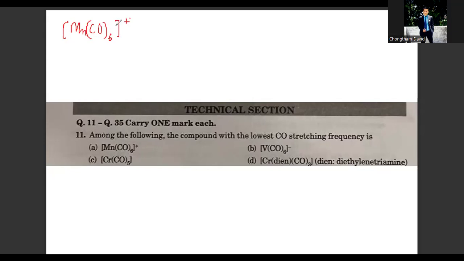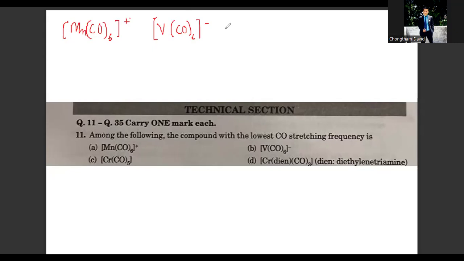And let us now move on to the next compound, formed by vanadium. Vanadium in this complex is in a -1 oxidation state. The negative charge increases the electron density on the metal. It enhances the back donation to the carbon-oxygen ligands, which typically results in a lower carbon-oxygen stretching frequency.